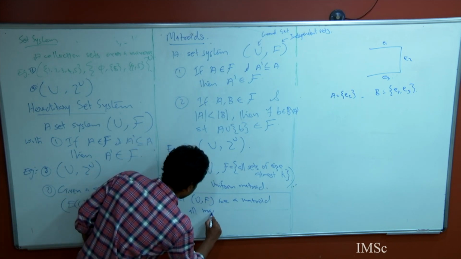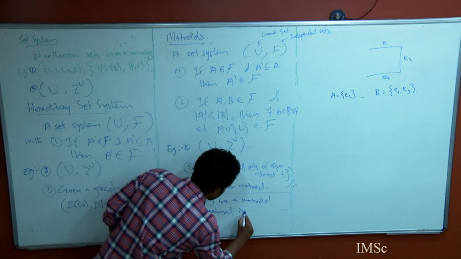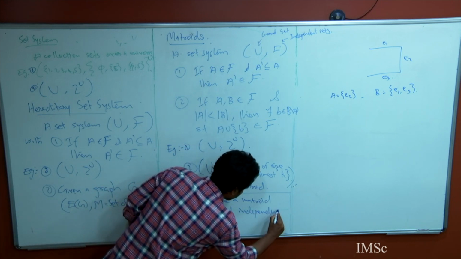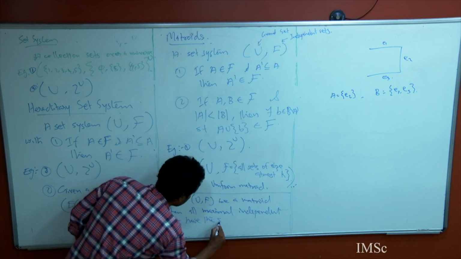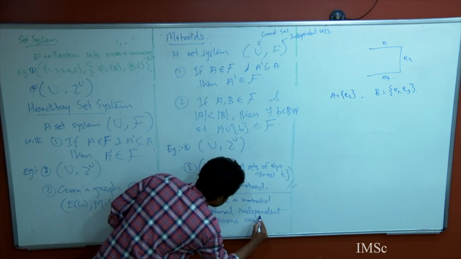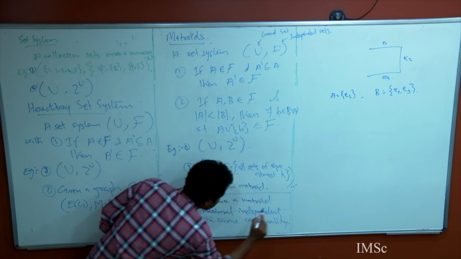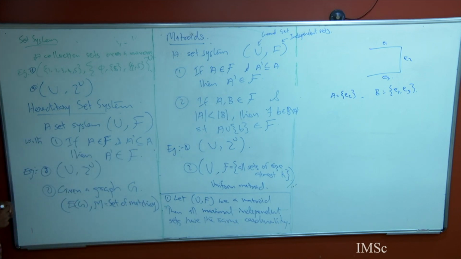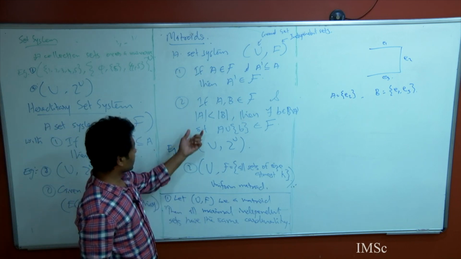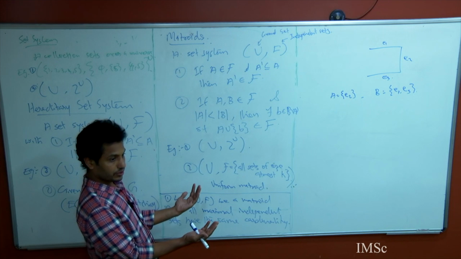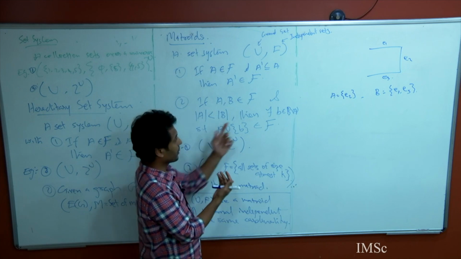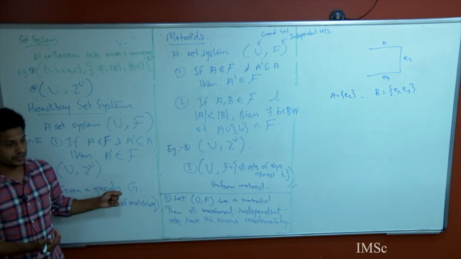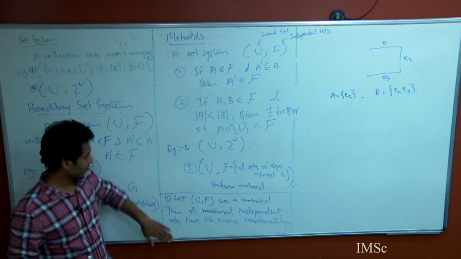Now let U comma F be a matroid, then all maximal independent sets have the same cardinality. Can you see it? Take any two, suppose not, then there exist two, A and B, and then you will contradict that A is maximal, because you will find one element from B and add it to A, contradicting that A is maximal.